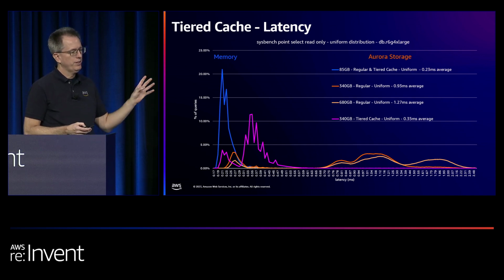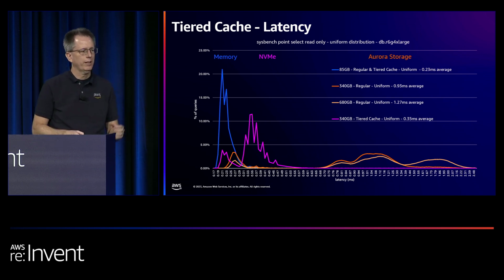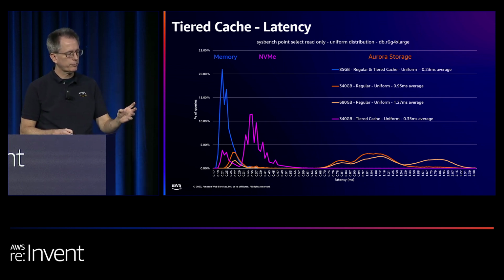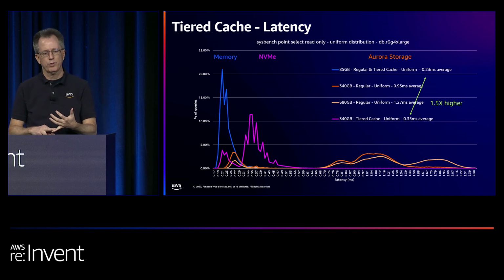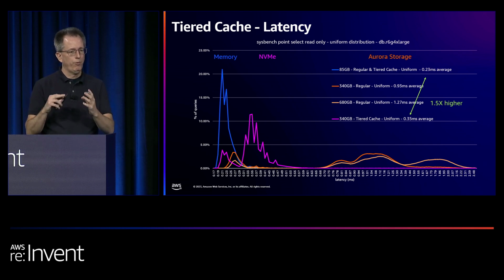But what we see is this next section. This is the NVMe piece, right? This is where we're getting latencies from the NVMe that are much better than from Aurora storage. And so we see now we're at 0.35 milliseconds, which is only 1.5 times higher than our base in-memory case, right? So we went 4 times larger.